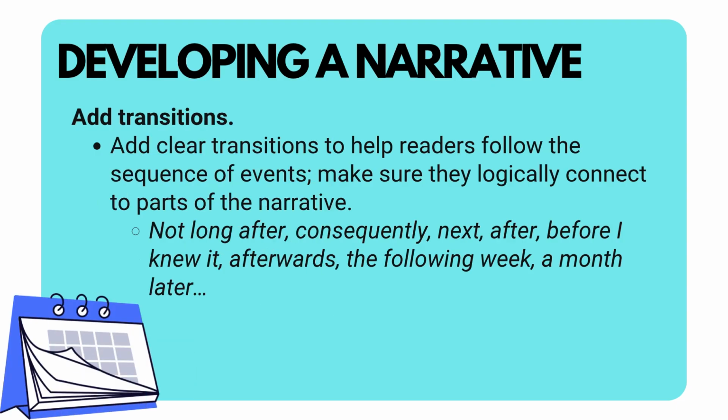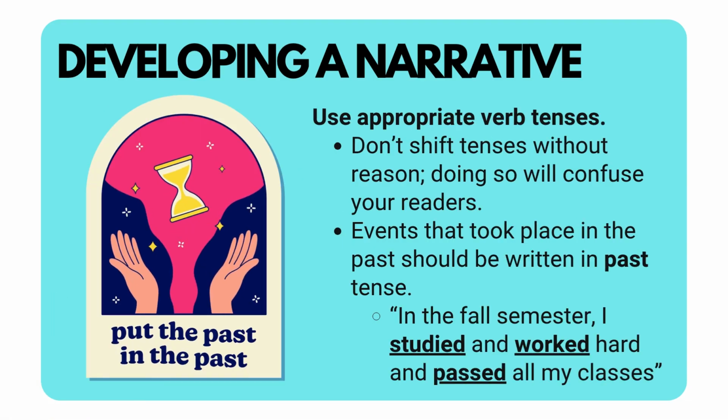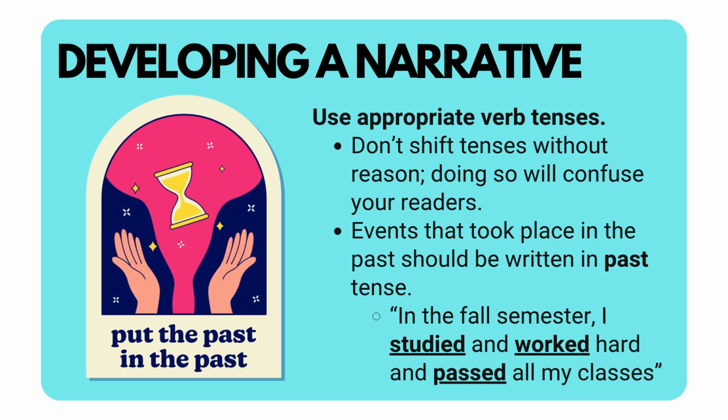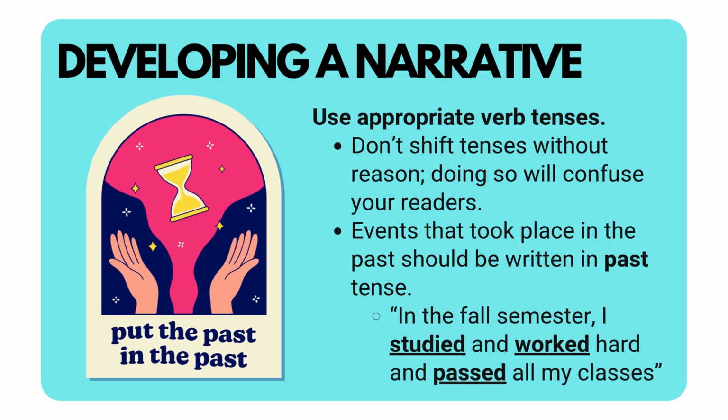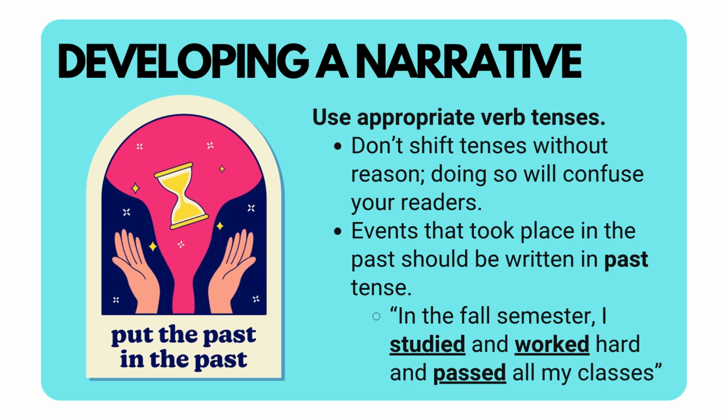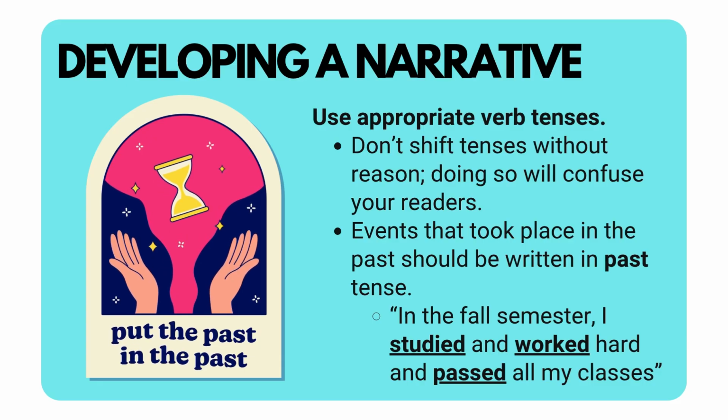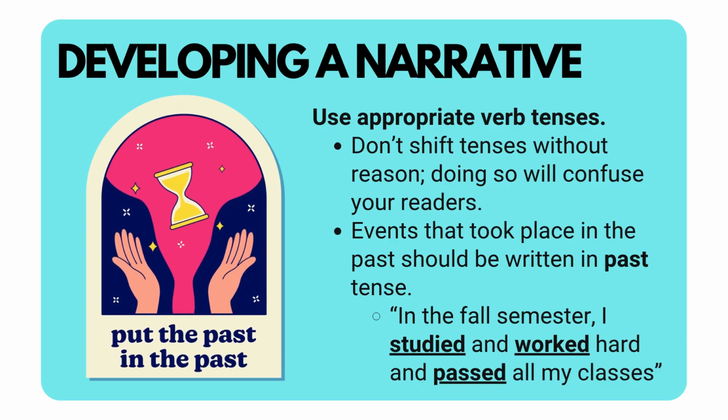Next, when developing a narrative, add transitions. Use clear transitions to guide your reader through the sequence of events. Using transitional words like next, the following week, consequently, can help show the flow and move the narrative through time. Also, keep your verb tense consistent. Because that story happened in the past, right? It's an experience that already happened to you. It has to stay in the past.